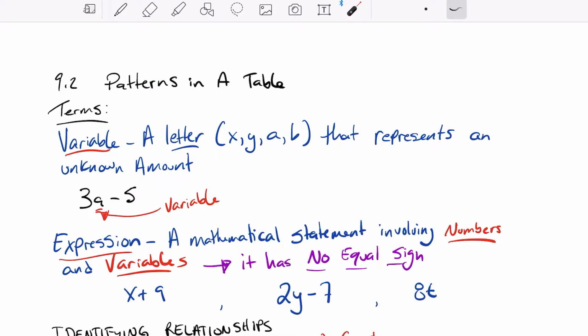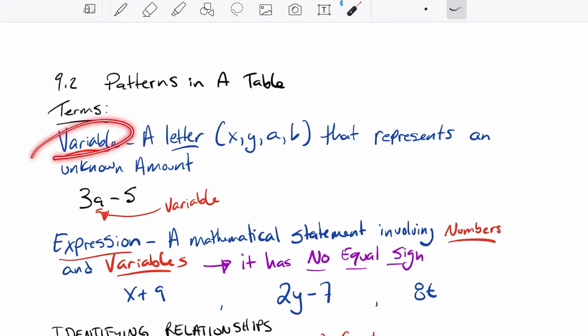We're just going to start here by talking about the terms in math. The first word that I want to talk about before we get into things is the word variable. The word variable basically means a letter. Usually it means something like X, Y, A, or B, the letter that represents an unknown amount. So what you have here in this statement is 3A minus 5, and the variable is the letter A.